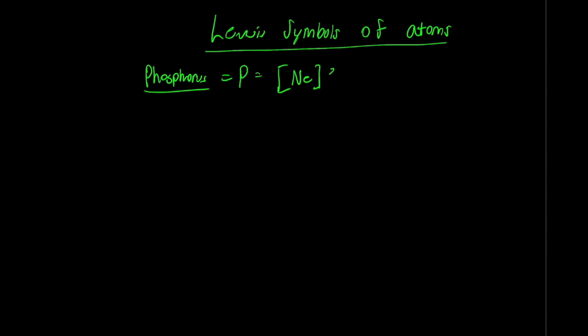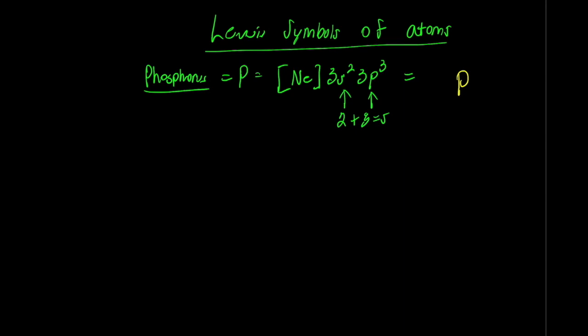And then we have 3s2, 3p3, okay? And so these right here are valence electrons. There's 2 in the 3s subshell and 3 in the 3p subshell for a total of 5. And so over here in yellow, we write the Lewis structure, and we draw out those things.